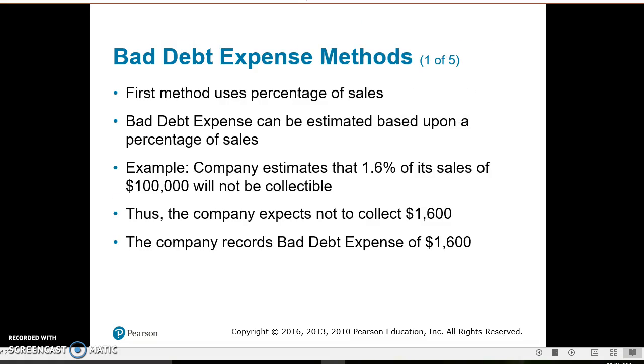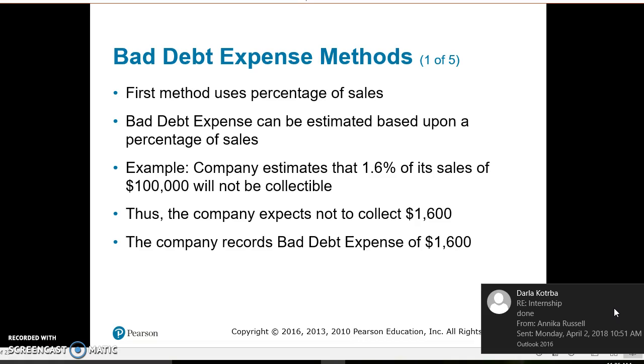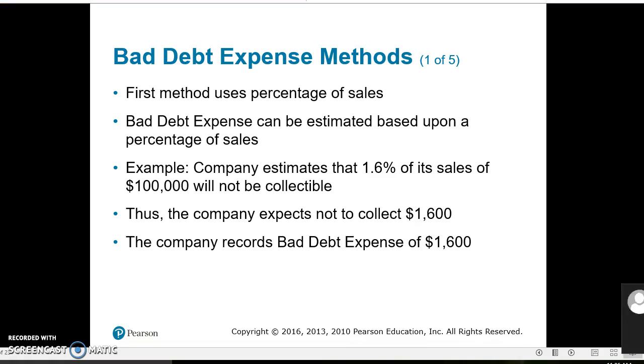So we have the bad debt expense methods. There's basically two ways that you can do this with the bad debt expenses. The first method uses a percentage of sales. So what it says is that of the amount of sales that we have, a certain percentage will be uncollectible. So a business will look at their past, they'll look at what they've had and what they haven't been able to collect, and they'll say, like in this example, 1.6% of the sales will not be collectible. So basically, right now, they feel that $1,600 is not going to be collectible out of what they have sold for this year so far.